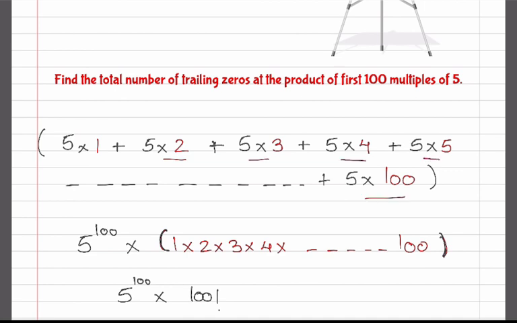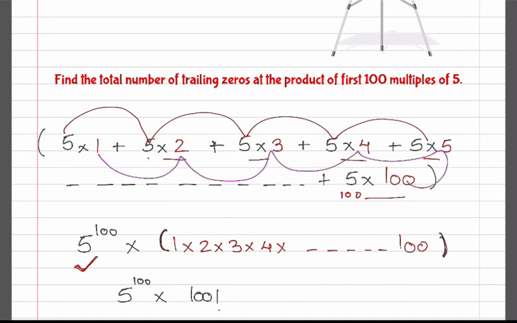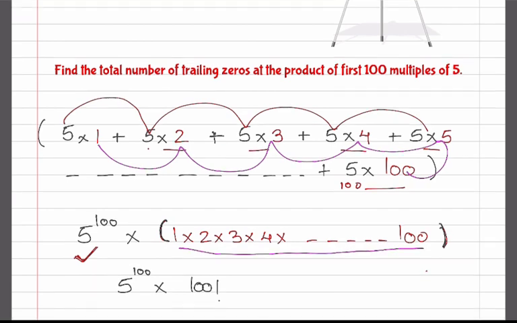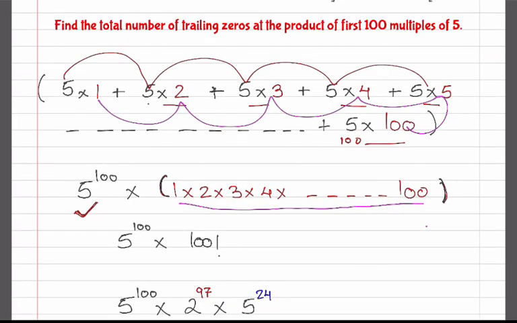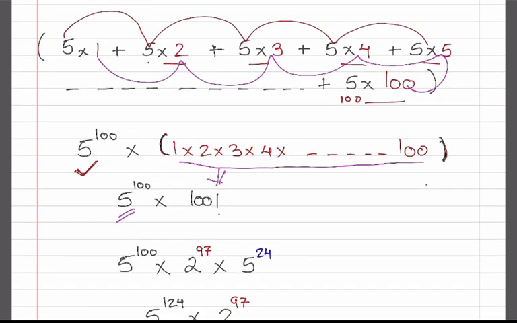What do I do right now? I take all the 5's on one side. How many 5's do I have? 1, 2, 3, 4, 5, going up to 100, right? So I take all these 5's out. This turns out to be 5 raised to 100. What am I left with then? I am left with 1 into 2 into 3 into 4 into 5 up to 100. So I write it here: 1 into 2 into 3 into 4 up to 100. But this is nothing but what? 100 factorial, which is 100 into 99, 98, 97. So this entire thing turns out to be 100 factorial, and this is 5 raised to 100. So let's write it here. In 100 factorial, what is the highest power of 2?